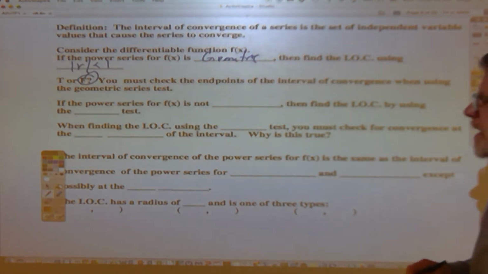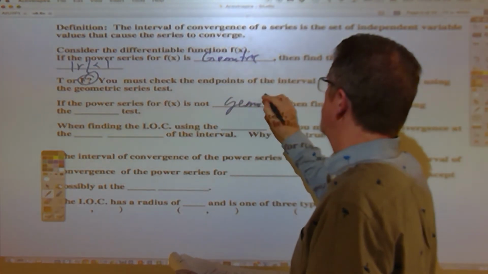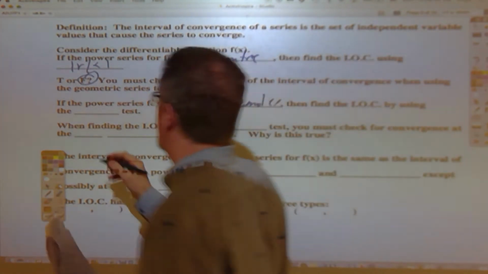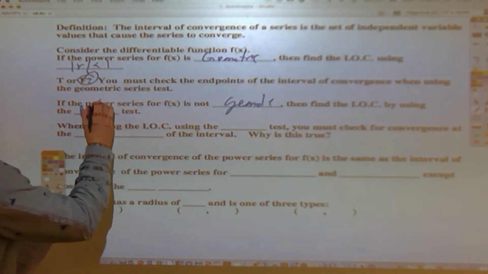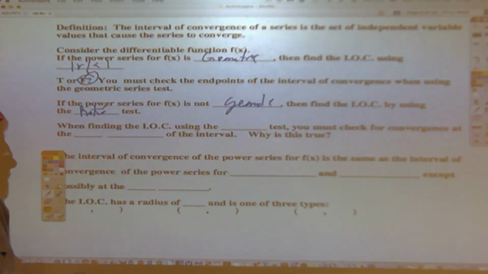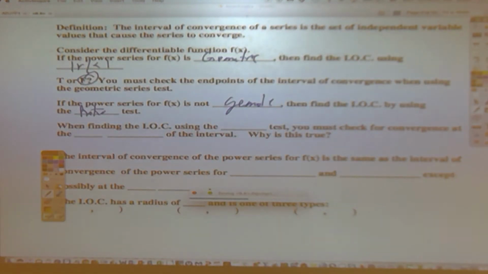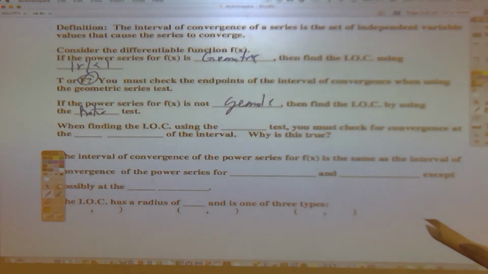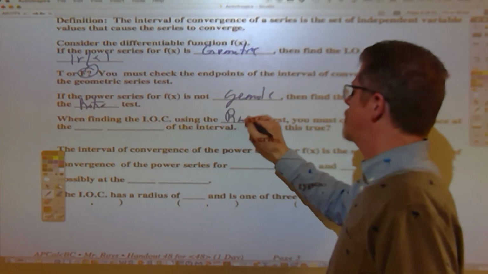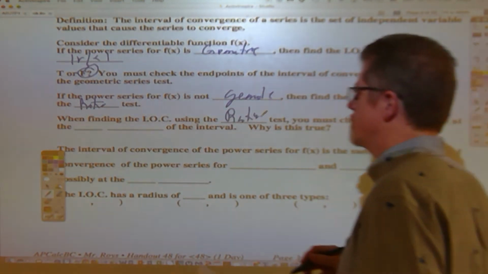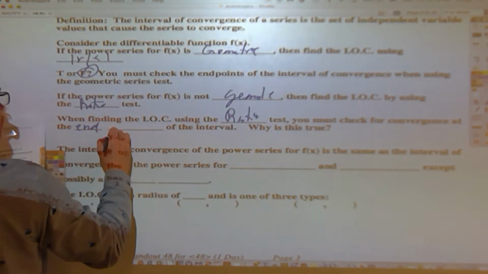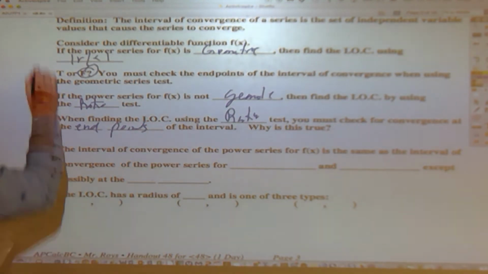If the power series for f of x is not geometric, then we find the interval of convergence by using the ratio test. It's glitching, so I better save my work. When finding the interval of convergence using the ratio test, you must check for convergence at the endpoints of the interval. Why is this true? Just because there's no conclusion on the ratio test when it's equal to 1.